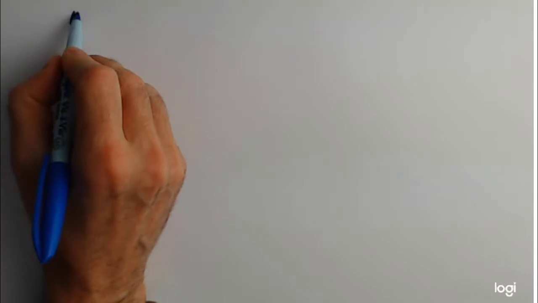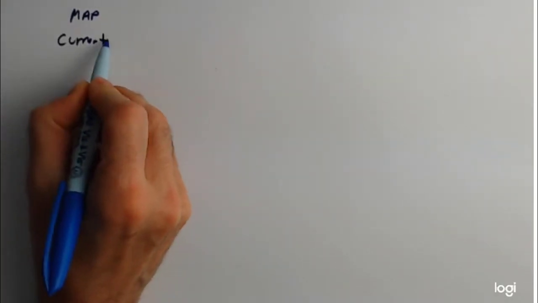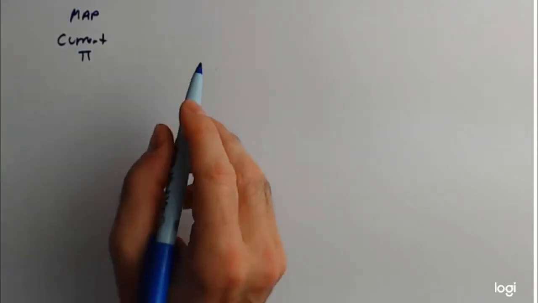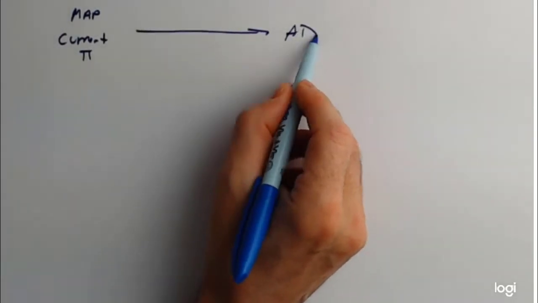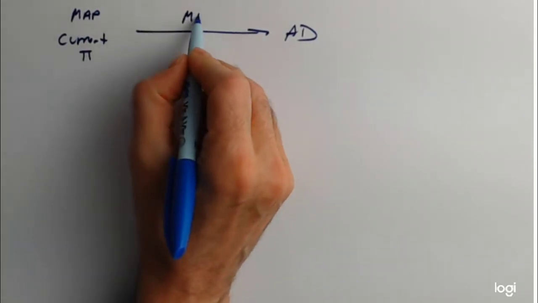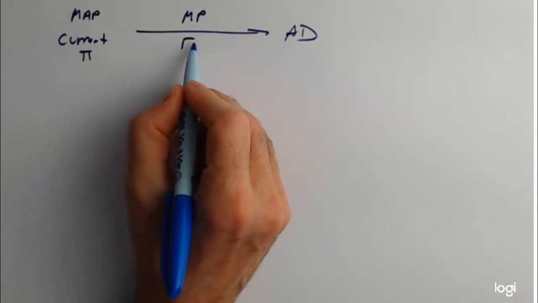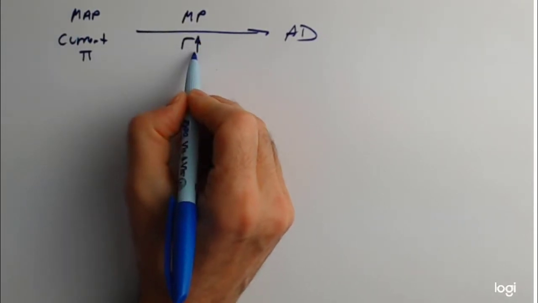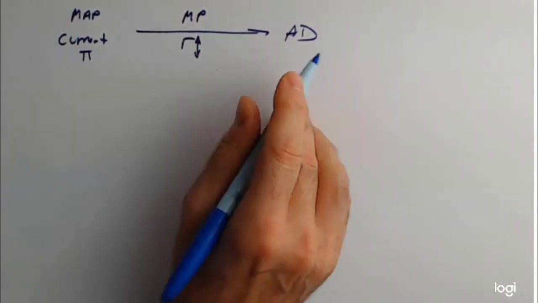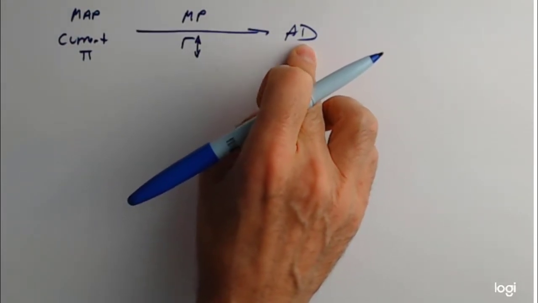The purpose of this video is to develop the dynamic aggregate demand curve. So we're going to draw a map, and the map starts from current inflation, pi, to aggregate demand. Now, what's in between here is monetary policy, which is created by the Fed, and that will shift R, the real interest rate, up or down, and that'll cause aggregate demand to shift up or down.